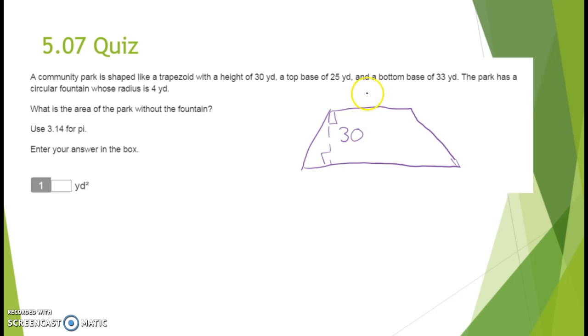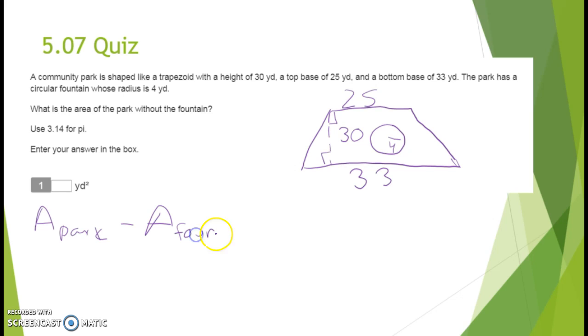So the height is 30. Top base is 25, bottom base is 33. And then the park has a circular fountain whose radius is 4 yards. So I'm going to sketch this in here. There's a fountain in here that's got a 4-yard radius. And we want to know the area of the park without the fountain. So what that means is we need to find the area of the park minus the area of the fountain.